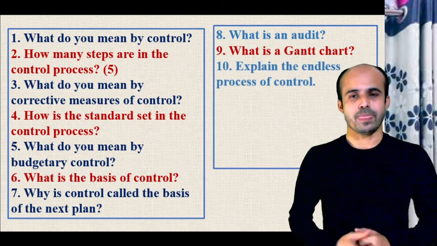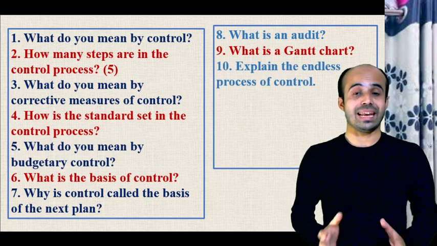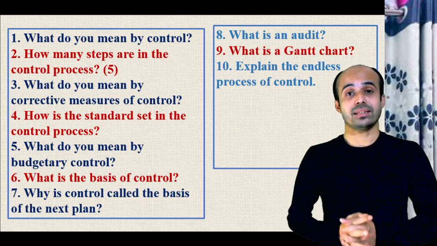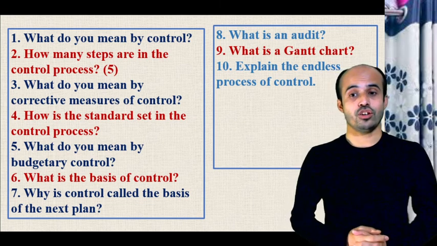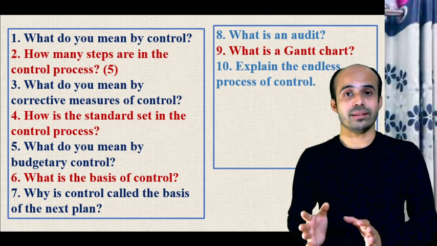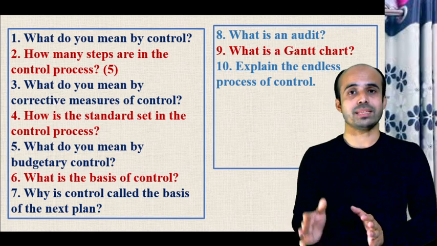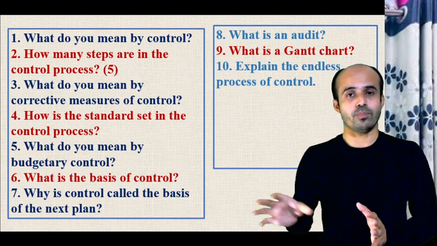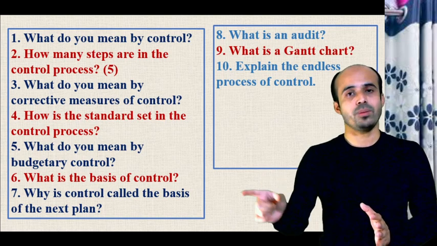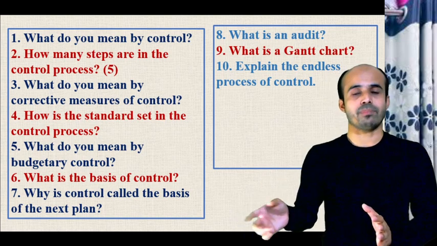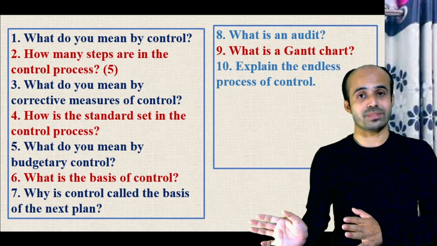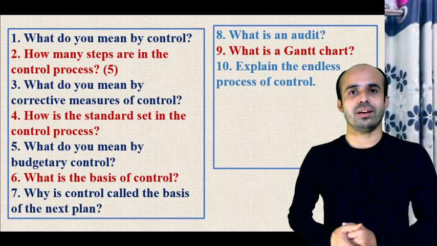Now coming to another question, explain the endless process of controlling. You know that controlling is the last process of management. So when it ends, all the work does not end. As the management cycle goes on, another plan will be taken, and after passing through the other 5 or 6 functions, it will again come to controlling.